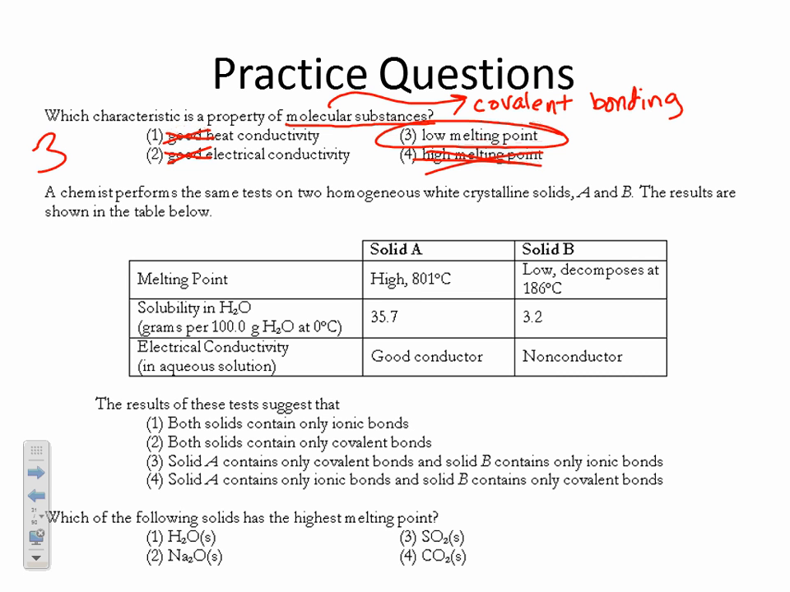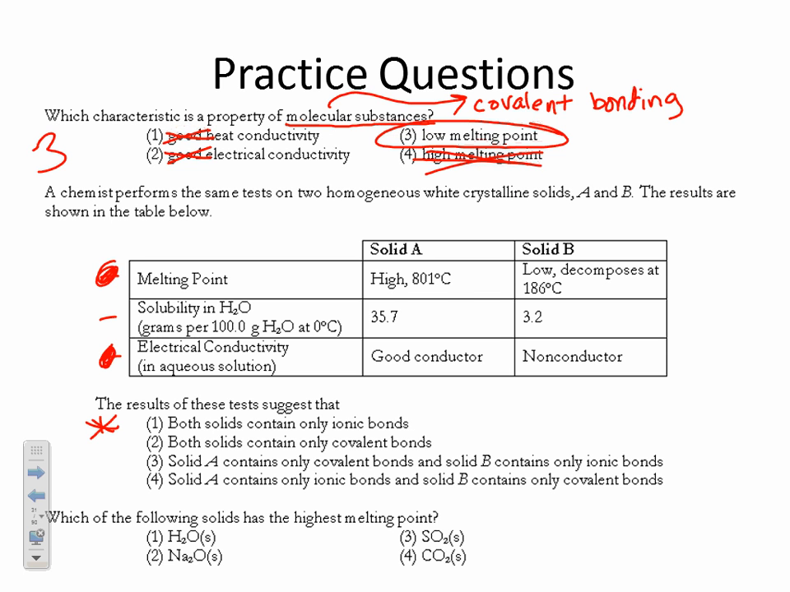Next question. A chemist performs the same tests on two homogeneous white crystalline structures, A and B. Results are shown below. If we look at the possible answers, we have options that both are ionic, both are covalent, A is covalent and B is ionic, or A is ionic and B is covalent. So let's have a look at the table and bear that in mind. With solid A, we have melting point, solubility, and conductivity. We haven't really talked about solubility, so let's focus on the melting point and the conductivity.